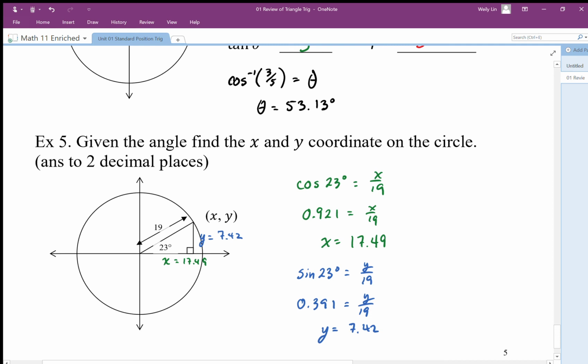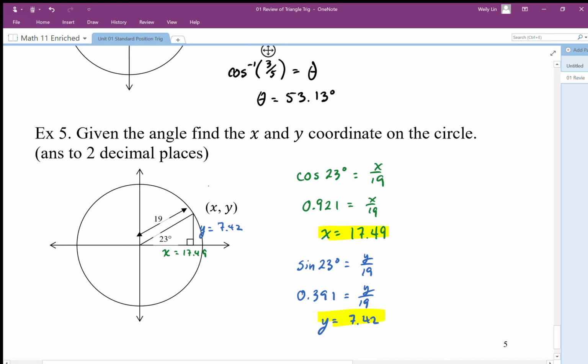Okay, so there's my values, x and y, and so the x and y coordinate then, as a coordinate pair, are listed as 17.49 along the x, 7.42 along the y, and that coordinate defines this point on the circle, which also is defined by that angle. So that position is what we're looking for.